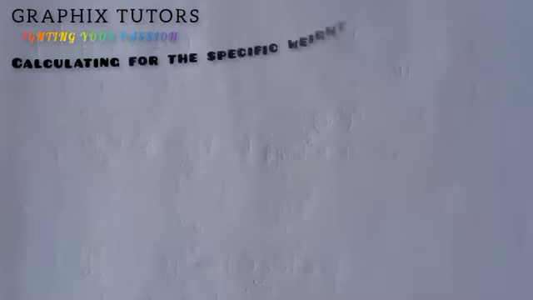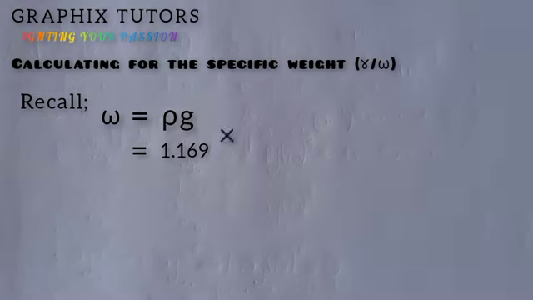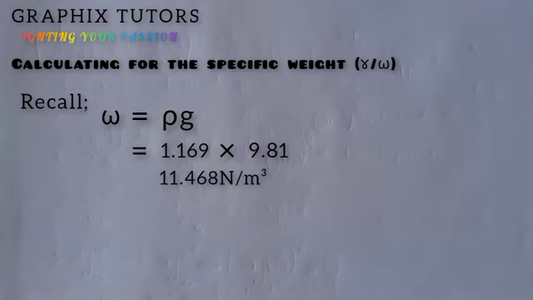Now the next thing we do is calculating the specific weight. Recall, specific weight is the density of the air times the gravity. Now the density of the air is 1.169, right, times the gravity, which is 9.81. And when we multiply these two, we have 11.468 Newton per meter cube.